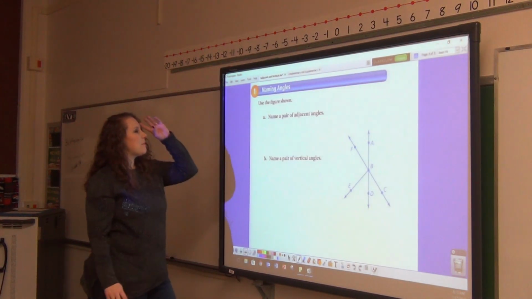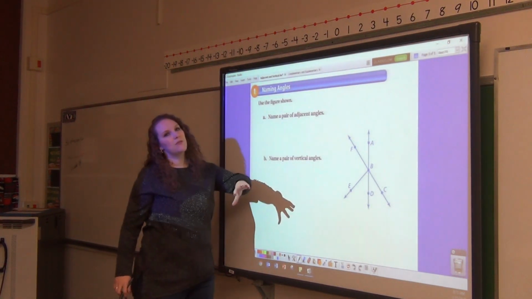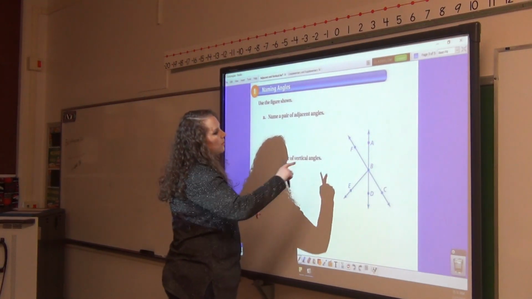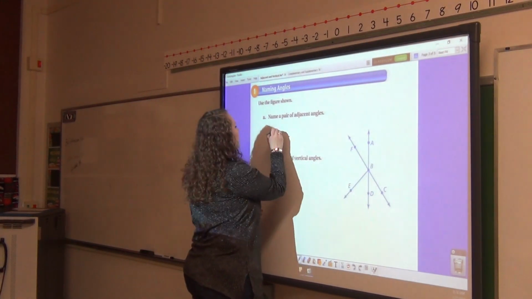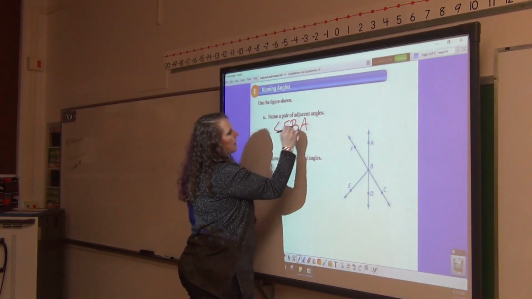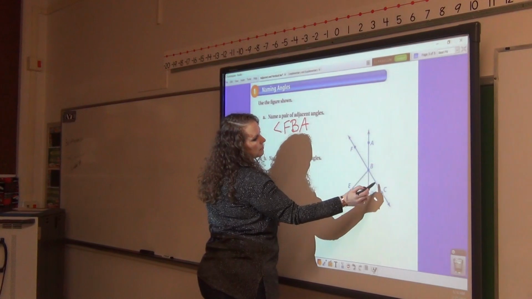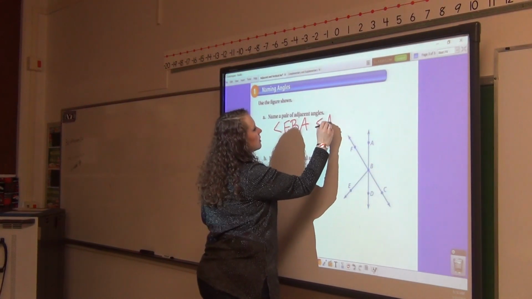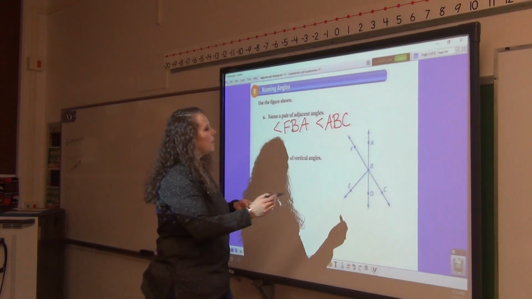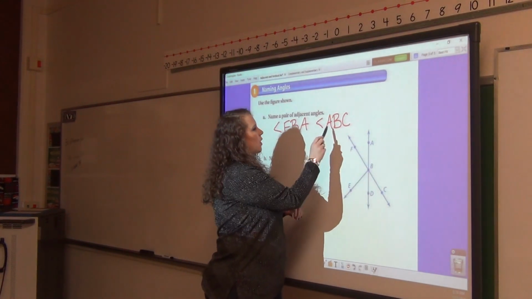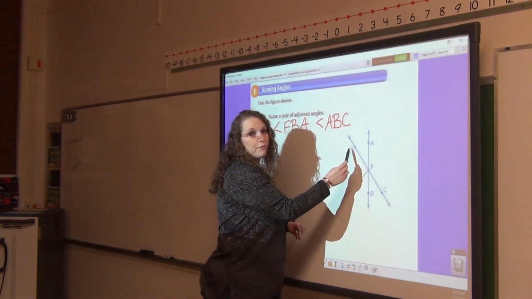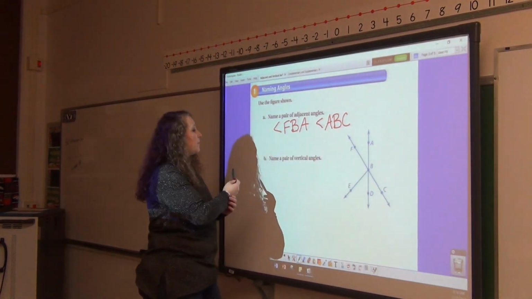Alright, so we're going to name a pair of adjacent angles. There are lots of adjacent angles in this picture. I'm just going to tell you a few. We have got angle FBA, and angle ABC. You'll notice when we name angles, we name them in order and the vertex is always in the center. We could have also named this angle ABF. It is the same thing.